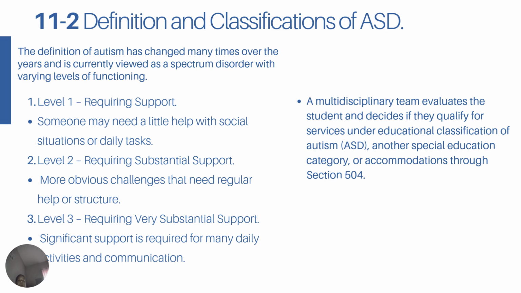Level 2 is requiring substantial support, more obvious challenges that need regular help or structure. Level 3 requiring very substantial support. Significant support is required for many daily activities and communication. A multidisciplinary team evaluates the students and decides if they qualify for service under the educational classification of autism, another special education category, or accommodation through Section 504.